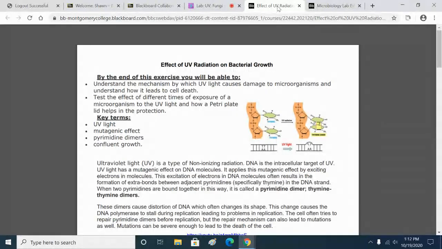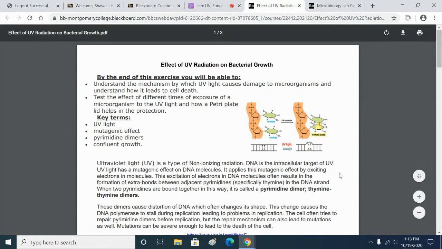So this is the handout that's on lab for this week. Of course you already know about UV radiation, right? What kind of damage does UV cause? Remember, you have to talk. What kind of damage does UV cause? It can cause a thymine dimer. Right, thymine dimers, as we see here.